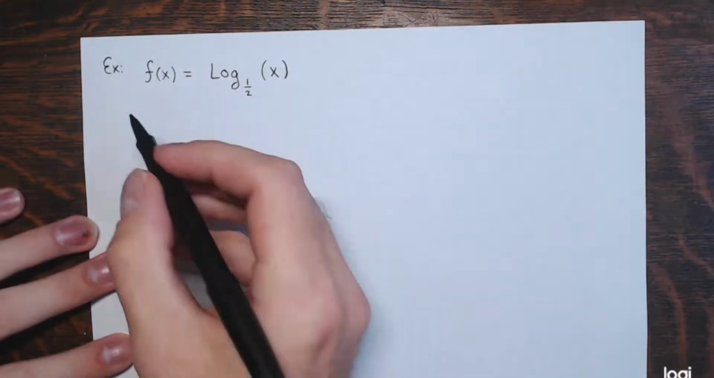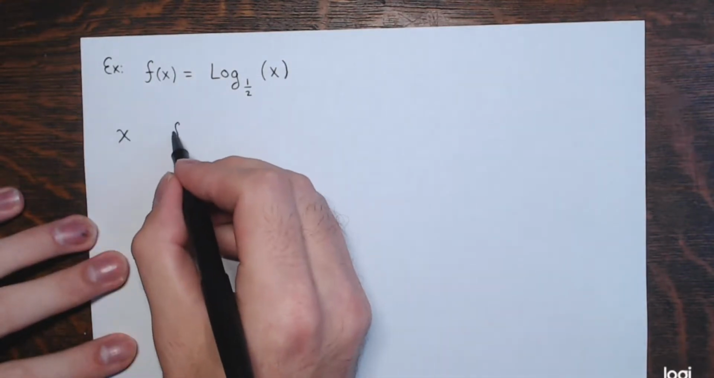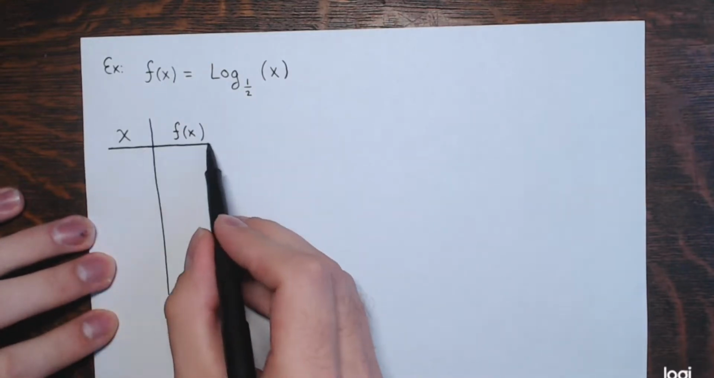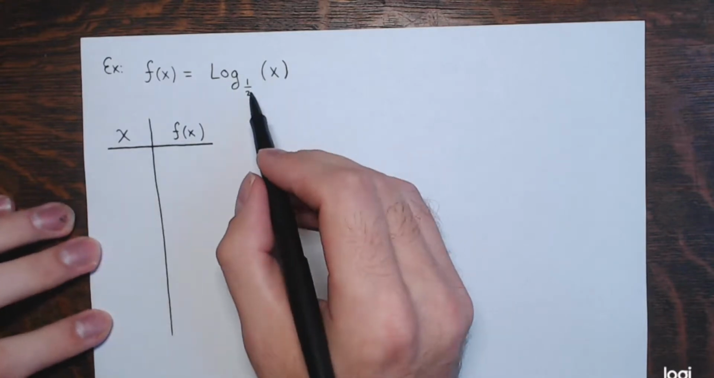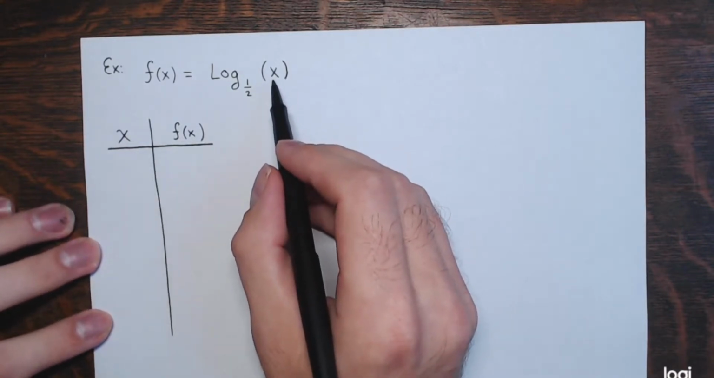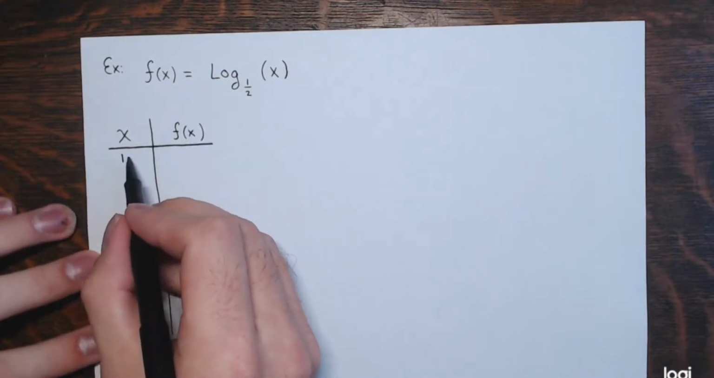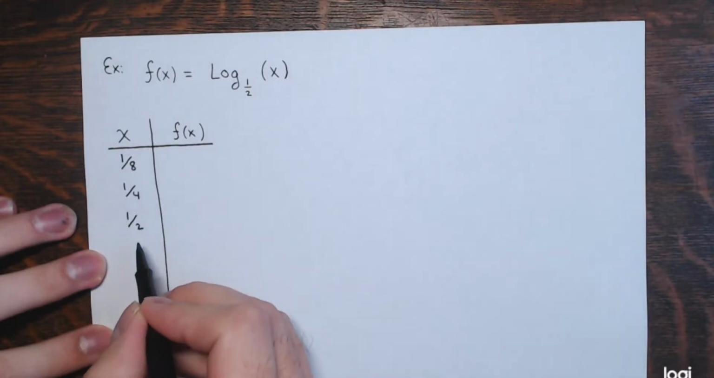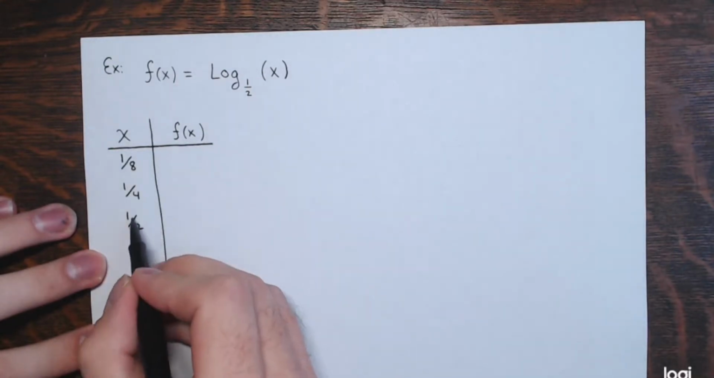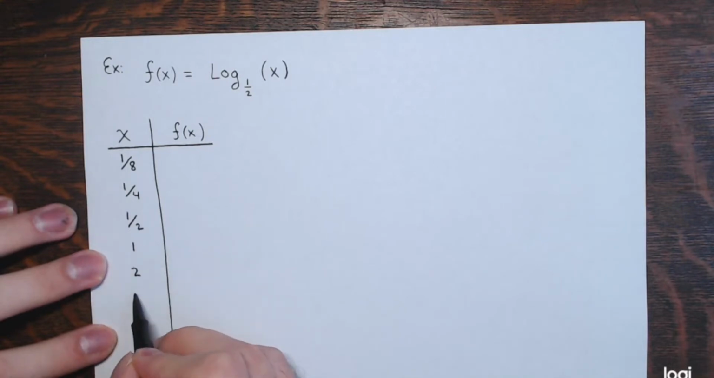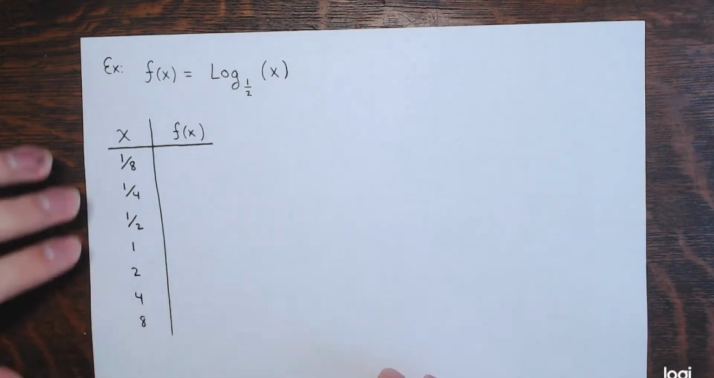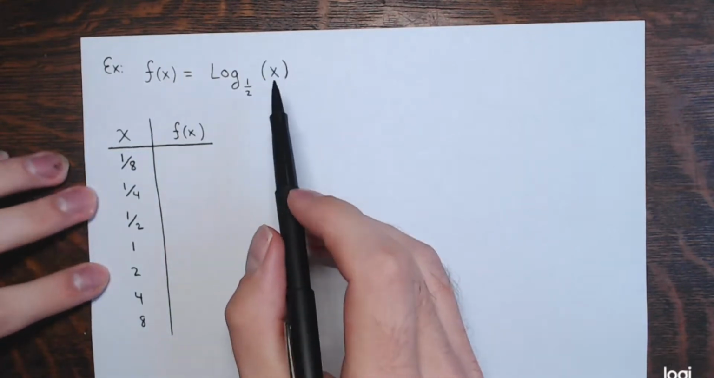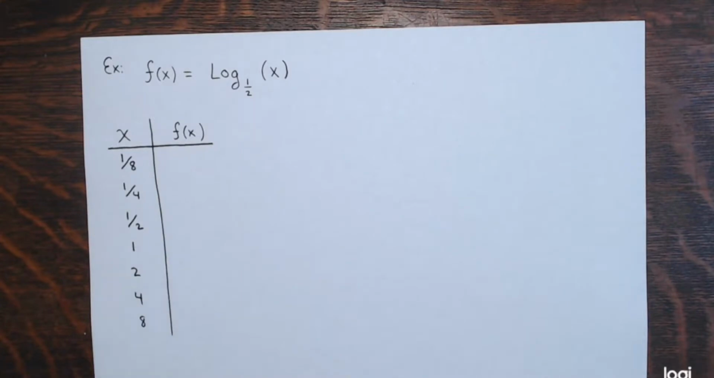So again, I'll make a little input-output table, f of x. And now this is log base 1/2, so what I'm going to do here is put in powers of 1/2. So like 1/8, 1/4, 1/2. And I'm just doubling every time now. 1, 2, 4, and 8. And you could do more, obviously. I'm just doing these 7. Now think about it. Remember what logarithms are. They're exponents.